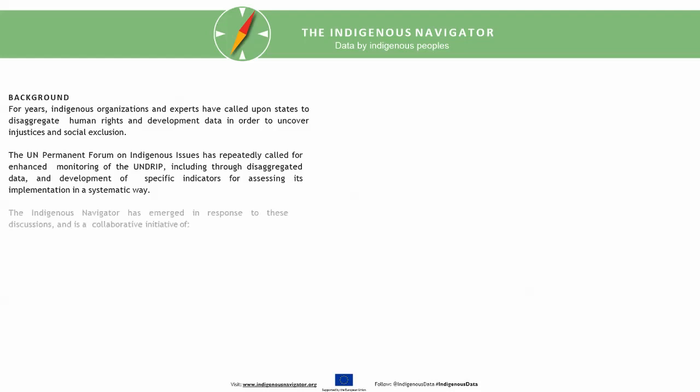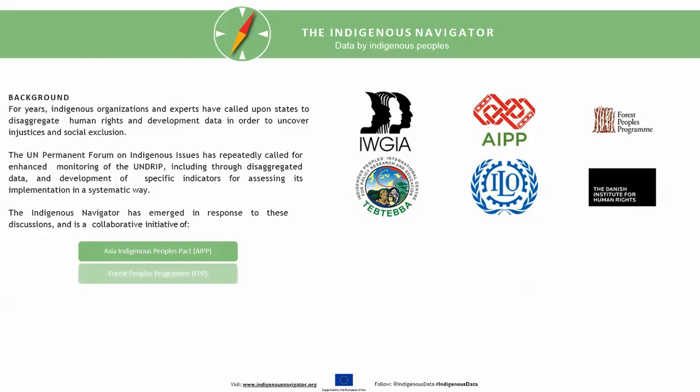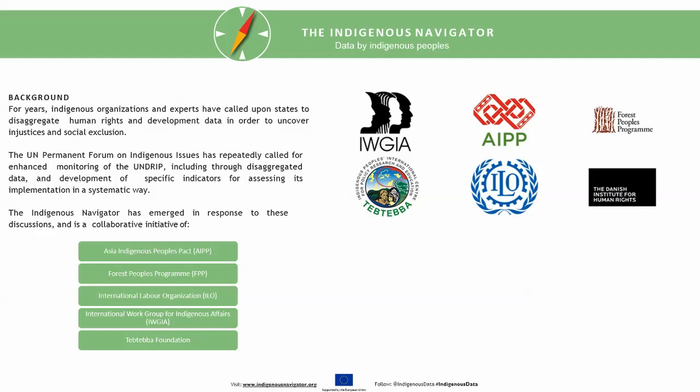The Indigenous Navigator itself has emerged in response to these discussions and is a collaborative initiative of 6 partners: the Asia Indigenous Peoples Pact, or AIPP, the Forest Peoples Program, or FPP, the International Labour Organization, or ILO, the International Workgroup for Indigenous Affairs, known as IWGIA, Tebtebba Foundation, and the Danish Institute for Human Rights.